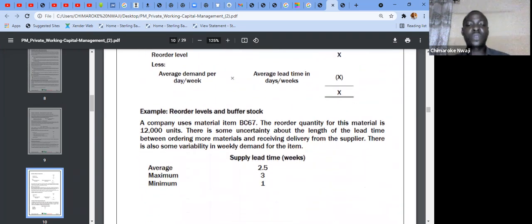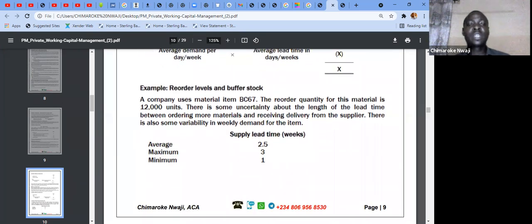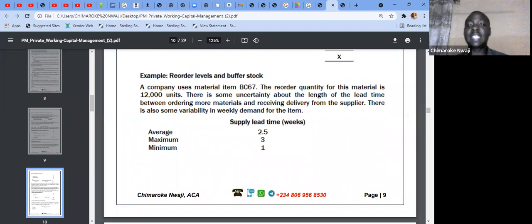Let's look at this question here. A company uses material item BC667. That's the name of the material. The reorder quantity for this material is 12,000 units. What it means here is that if they are reordering, they are making 12,000 units in an order.